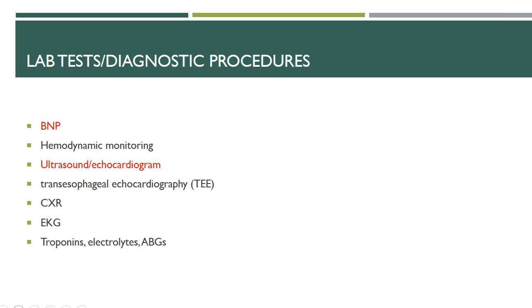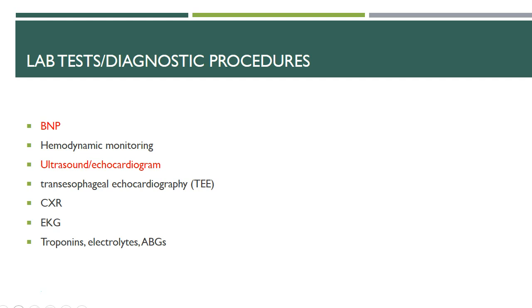Some tests that you're going to do are a natriuretic peptide, ultrasound, echo. If it's acute, you're going to hemodynamically monitor them, but we're not dealing with acute. We're only dealing with chronic. They could have a TEE ordered, which is basically an ultrasound down the throat to look at the backside of the heart. You're going to need to be NPO for this because they're going to put a scope down your throat. They're going to sedate you.